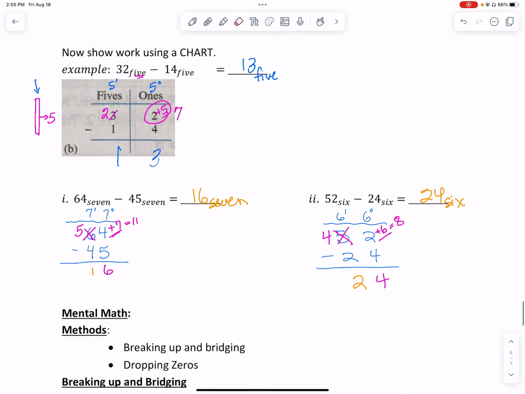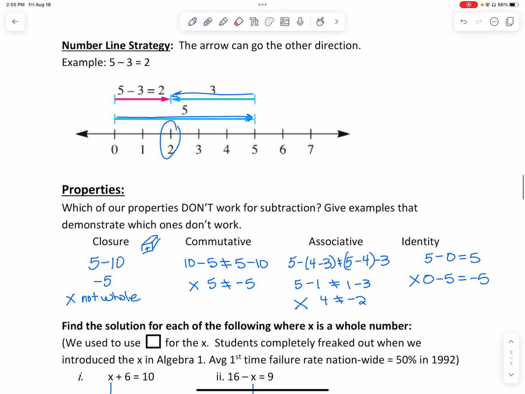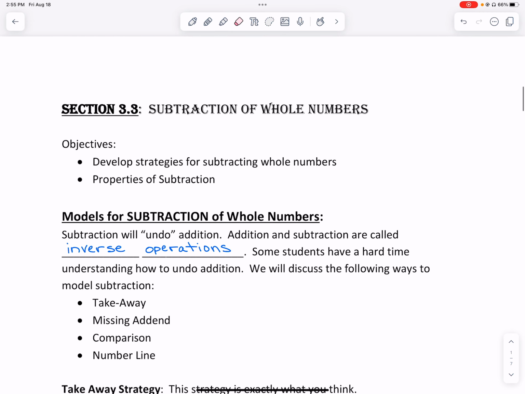So we finished doing section 3.3, our subtraction of whole numbers. You should be able to do all of the working together worksheets in class.